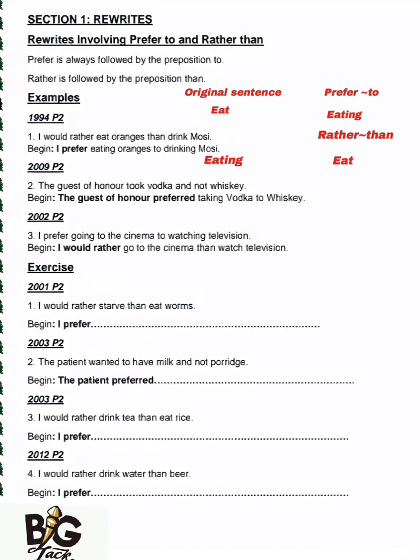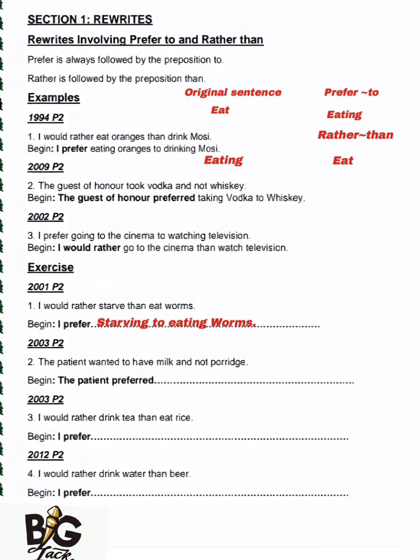So the word "starve" is going to be what? "Starving," since here we are writing using "prefer." Then "eat" is going to be "eating." So, "I prefer starving." And remember, "prefer" is always followed by the preposition "to." So, "I prefer starving to eating worms." Okay, that is the correct one.